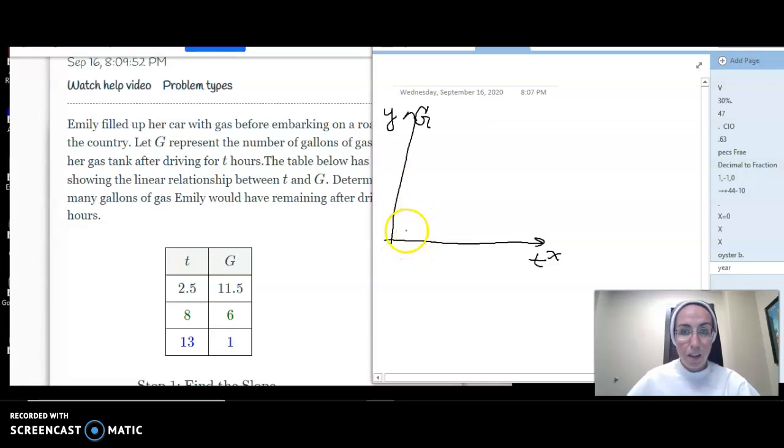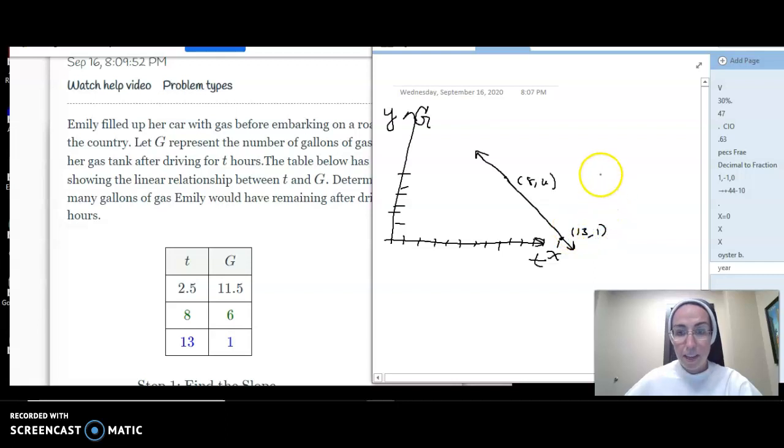So that also means that we could figure out the slope from just taking any two of the points. So I'm going to take the points that don't have decimals in them because that'll be easier to calculate. So (8, 6). If we go over 1, 2, 3, 4, 5, 6, 7, 8, up 1, 2, 3, 4, 5, 6, so about here, (8, 6), and then (13, 1): 9, 10, 11, 12, 13. Okay, so it looks to me like this is going to be a line that's decreasing, which makes sense if she's using up her gallons of gas.